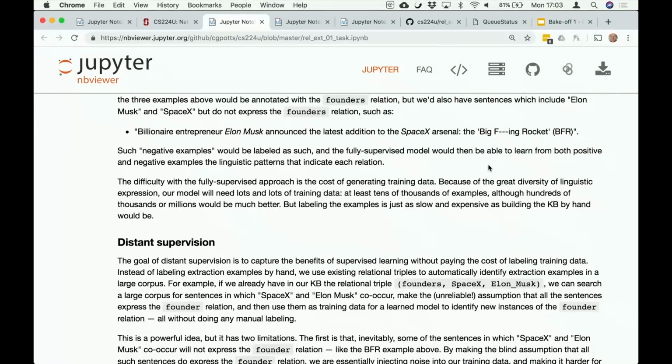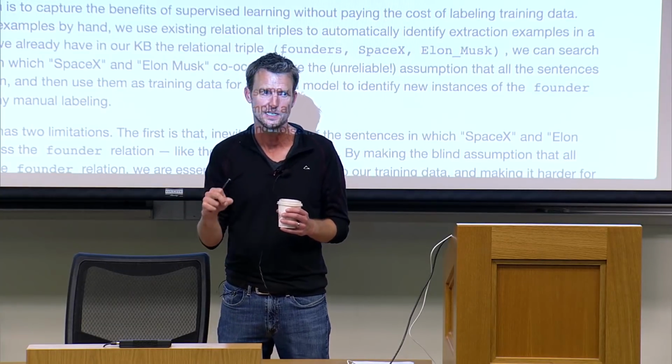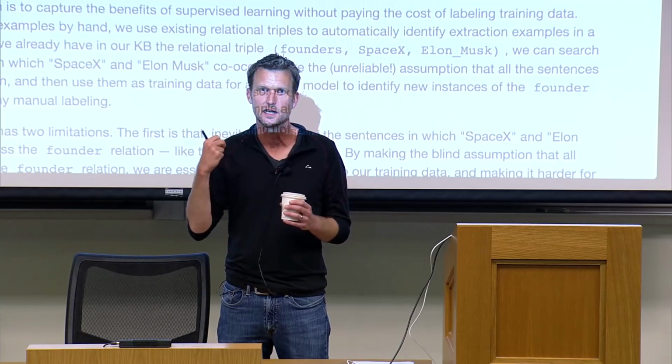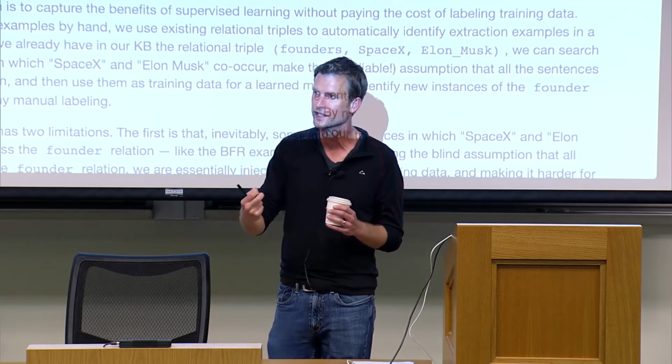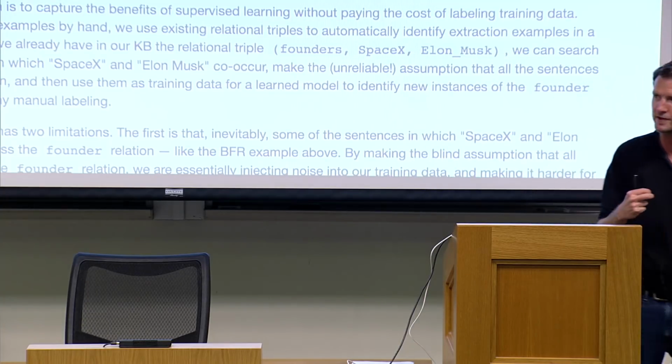The distance supervision approach is going to label that as an example that does express the founder relation. That's wrong. So by doing this, I'm essentially injecting noise into my data set. And that creates a challenge for the learning algorithm. It's harder to learn when you have noisy labels.